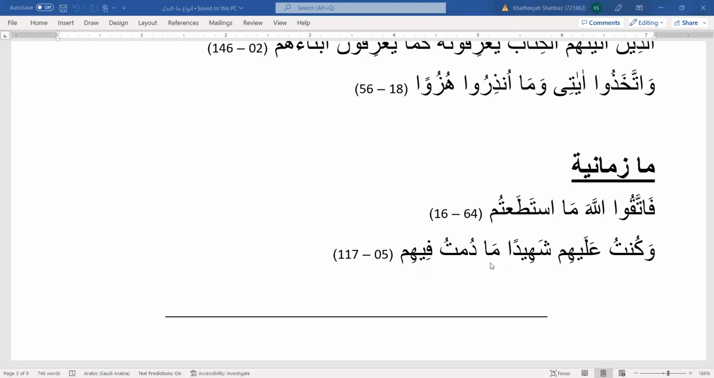So this ma is again ma zamaniya. It will be translated as long as. Over here it was translated as much as. So these are the two possible translations of ma zamaniya. And if you translate it as something else, some other type of ma, it will not make sense, and that will force you to think what other ma it can be. So it is a process.